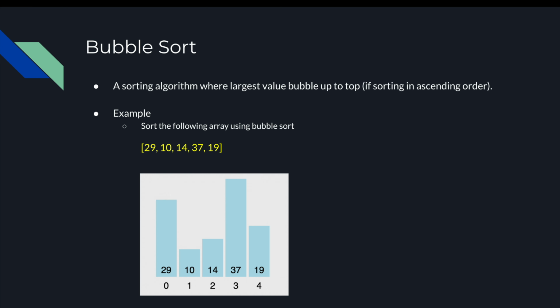So the first sorting algorithm we are going to look at is bubble sort. It is a sorting algorithm where the largest value bubbles up to the top. Basically, if you are sorting elements in ascending order, then the largest value will move to the end first, and then the second largest value, third largest value, and so on. Let's try to understand this with an example.